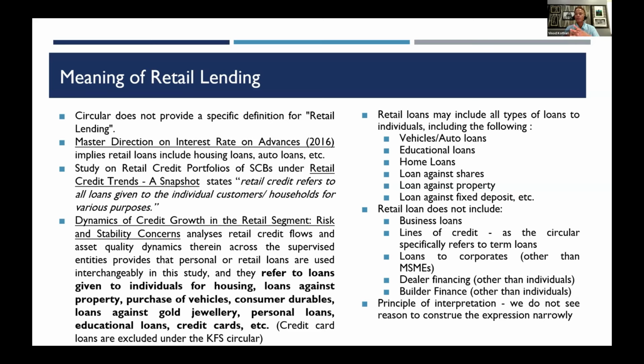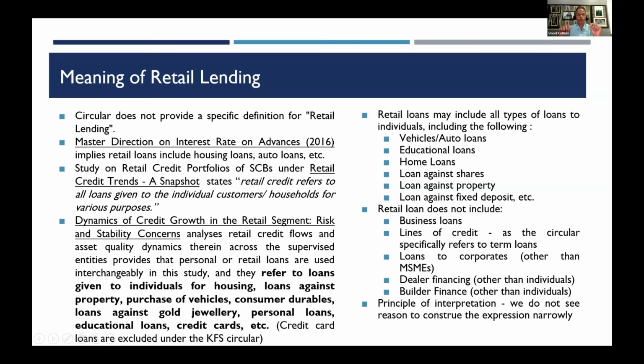Where a borrower happens to be a business, let's say an LLP, a company, a partnership firm, it's not seen as retail lending. It may still be covered by this circular because the borrower happens to be MSME. But the expression retail lending is, in our understanding, taken to mean lending to individuals, depending therefore on the borrower.